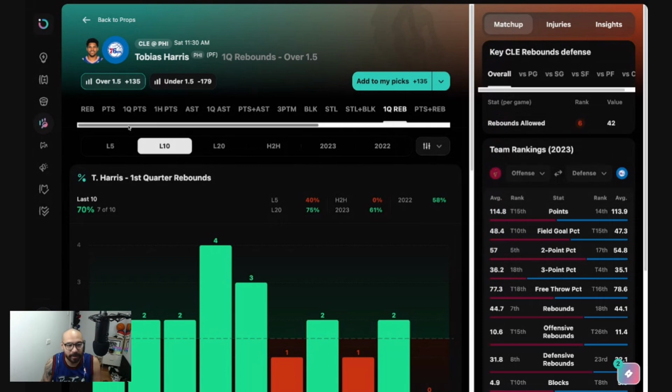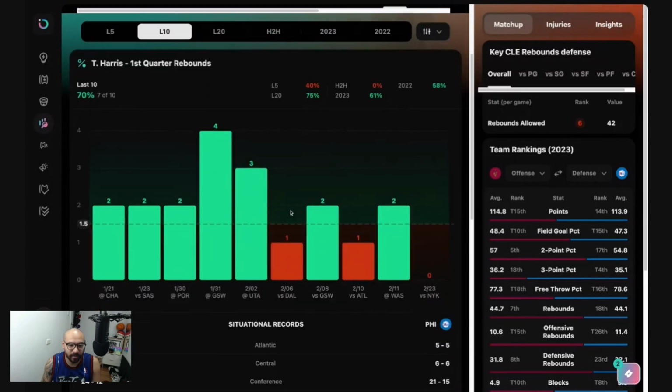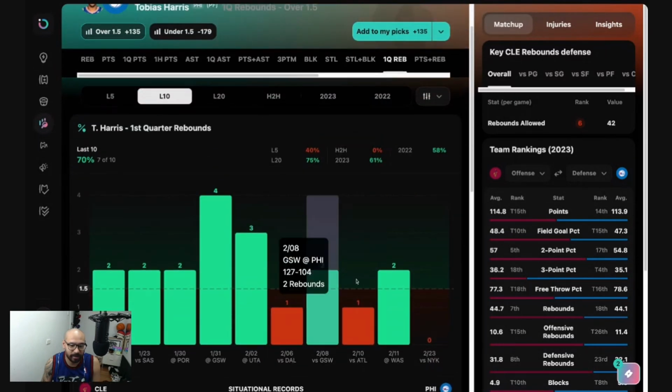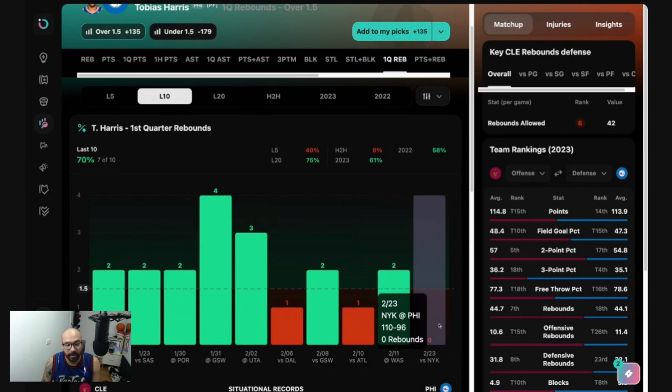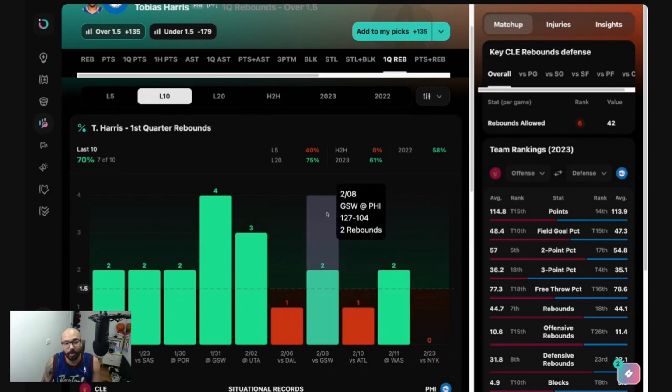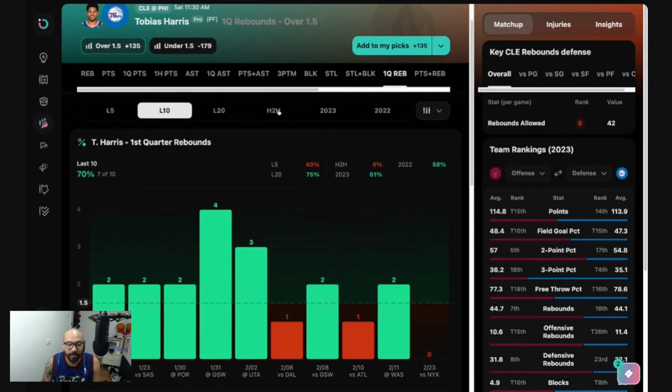Now, for Tobias Harris, I recently just lost a prop on him. We did look at his first quarter rebounds. He had a great hit rate. He had done it against the Knicks in the past. Then he got no rebounds in the first quarter. So that was a little bit disappointing. In this particular matchup, he hasn't done well on first quarter rebounds against the Cavs, so I wouldn't even consider that.